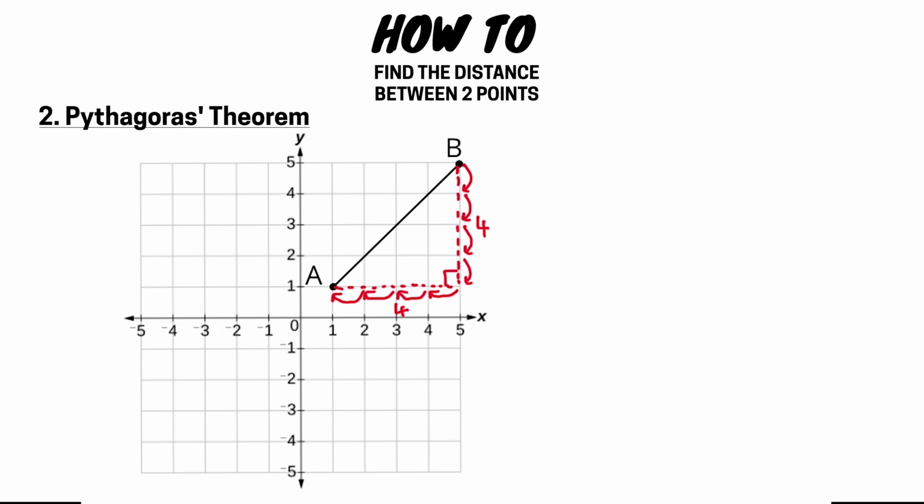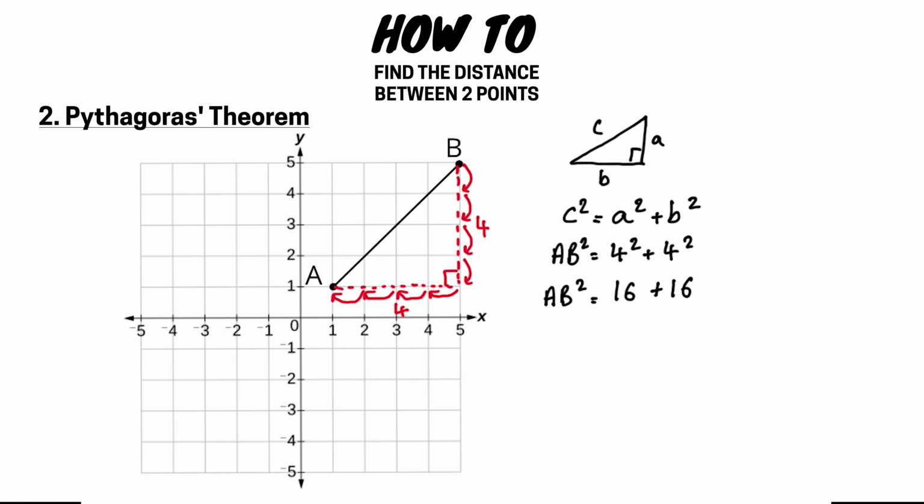Pythagoras' theorem states that in a right-angled triangle, the square of the hypotenuse is equal to the sum of the squares of the shorter 2 sides, or this translates to the formula c squared is equal to a squared plus b squared. In this example, AB squared is equal to 4 squared plus 4 squared. If we simplify this down, we get AB is equal to the square root of 32, so the length of the line segment AB is equal to 5.66 units.